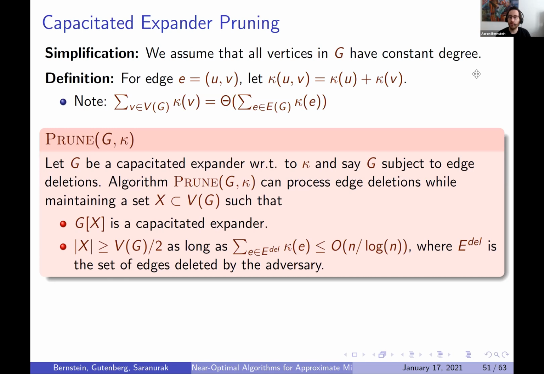But now in regular pruning, the claim was that as long as you delete not too many edges, this expander remains big. That's no longer going to work here, because if you delete, for example, even just a single edge that has a really high capacity, we know that that can totally destroy the graph, and pruning will have to terminate. But the claim is that as long as the total capacity of the edges you delete is small, then again, your expander will remain big. So basically, you're robust to low capacity deletions, but you're not robust to high capacity deletions. So if we could make sure that most of our edges have low capacity, then we're going to be in a good spot.